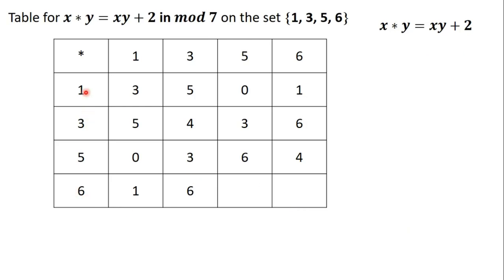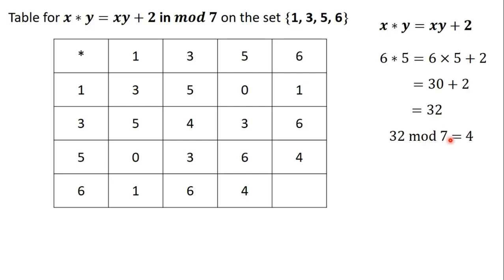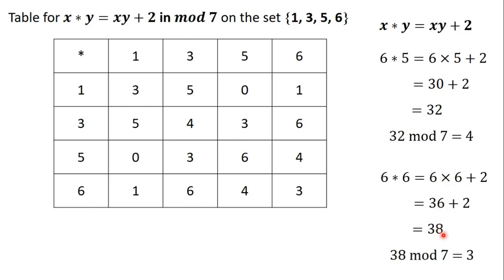The next one is 6 star 5. 6 star 5 is equal to 6 times 5 plus 2. 6 times 5 is 30. 30 plus 2 is 32. 32 mod 7 is 4. And the last one is 6 star 6. 6 star 6 is equal to 6 times 6 plus 2. 6 times 6 is 36. 36 plus 2 is 38. And 38 mod 7 is equal to 3.